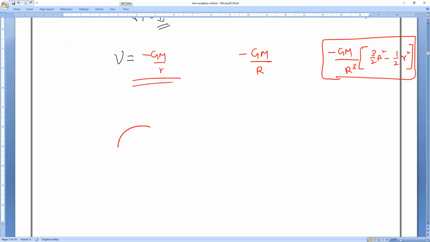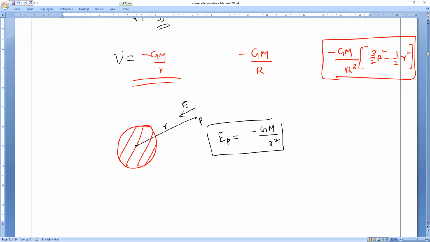So I'm taking outside; you can take the proof. This is the solid sphere. I'm taking a point P outside, where the gravitational field will always act towards that mass. So what is EP, everybody? EP is the gravitational field at this point, equal to, what is the formula? Minus GM divided by r square. Am I right, guys? Here r is not constant. r is always what, everybody? It varies outside.